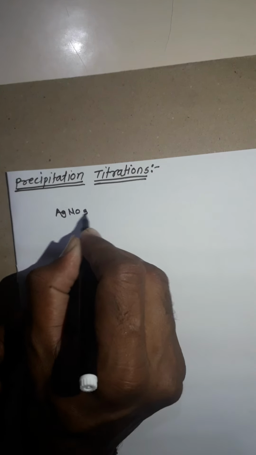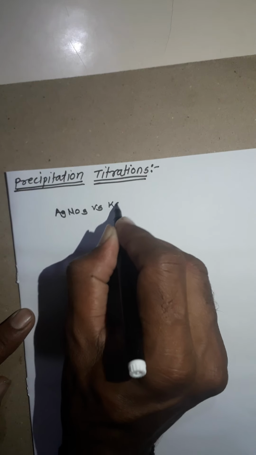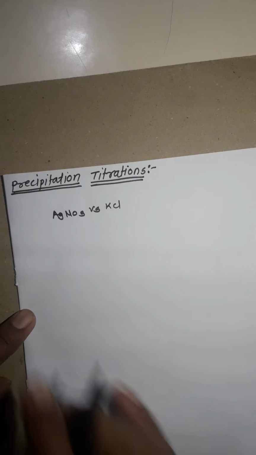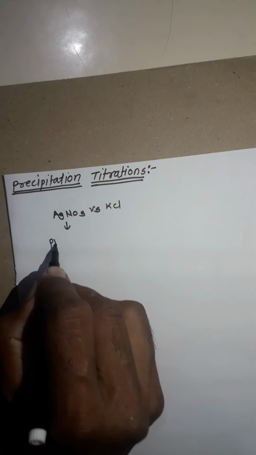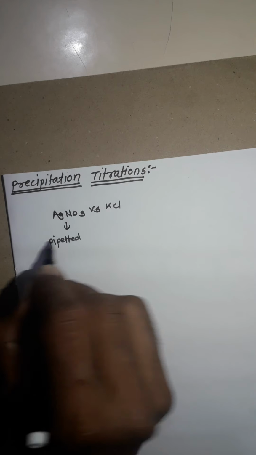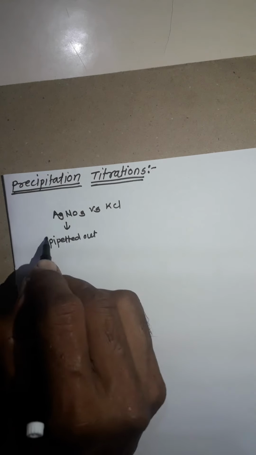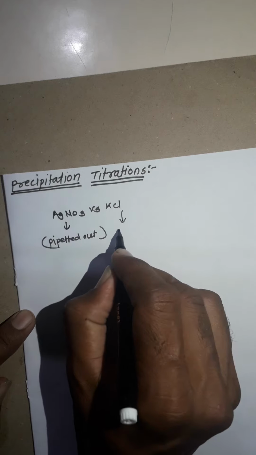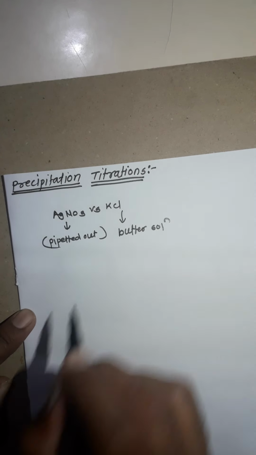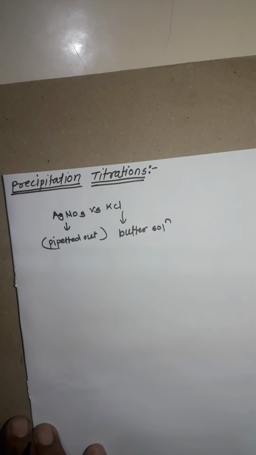For example, titration between AgNO3 versus KCl. AgNO3 is the pipette solution, and KCl solution is the burette solution.